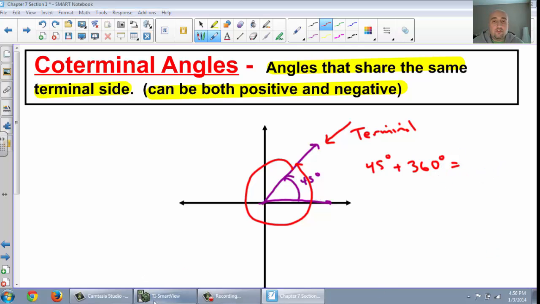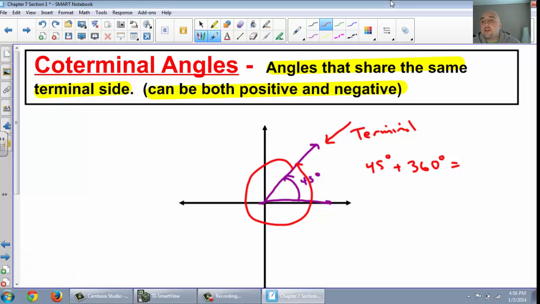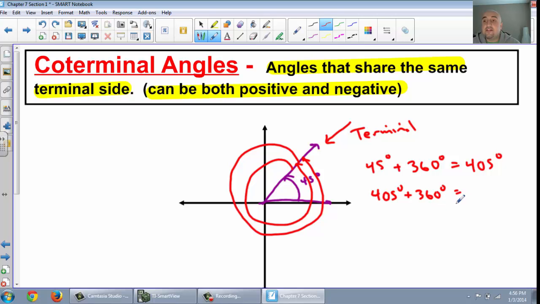Okay, for those of you who want to see this, 360 plus 45 is a pretty easy one to add in your head, 405 degrees. So we have 405 degrees. These angles are coterminal. Okay, now what happens if I did it again? What happens if I went all the way around one whole complete circle again from where I was? Now we would have 405 degrees plus 360, and that would still be on the same side.